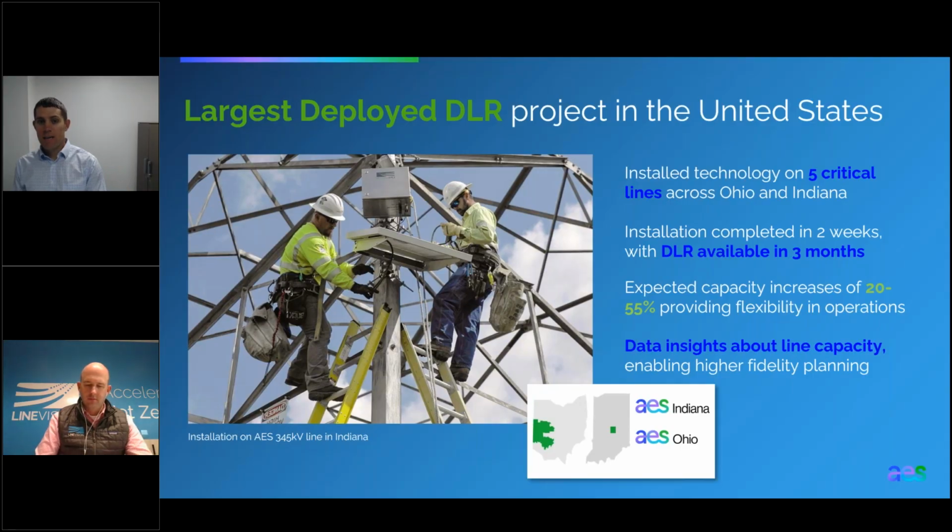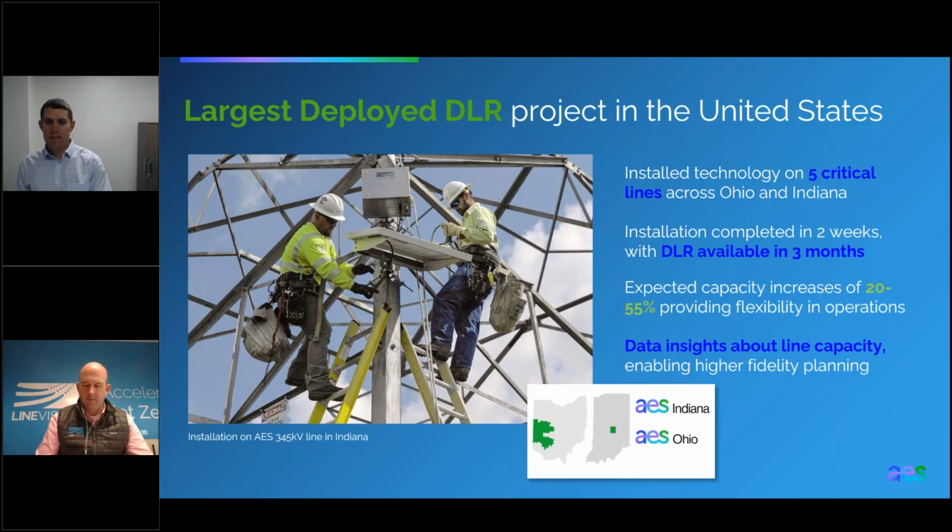LineVision was able to help AES understand what the DLR potential was on these lines, and then follow that up with a full line profiling study where we look at the historical weather data, the headings on each of the lines, looking at the KMZ files for each line to understand what are the potential capacity increases, right? And then we're seeing anywhere from 20 to 55% over our static ratings for this project, across lines really from 69 kV all the way up to 345 kV.